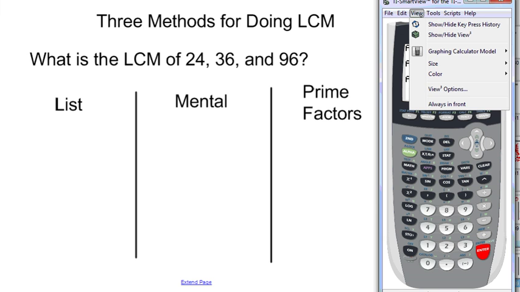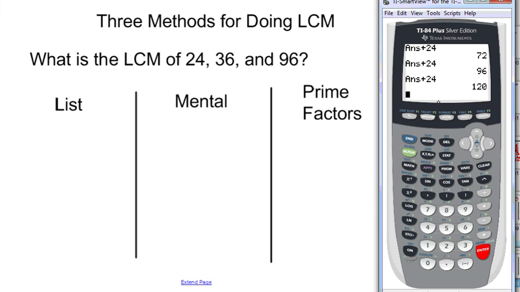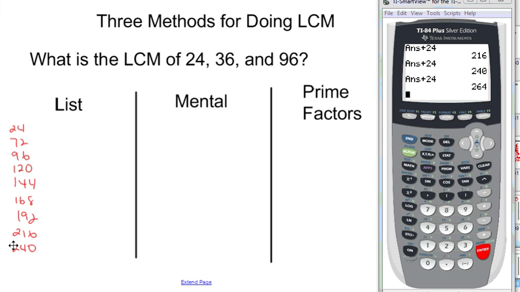I just want to put this so that my calculator is always in front. Okay, so what does that give me? 24, 72, 96, 120, a couple more, 144, 168, 192. Now, I don't really know when to stop because I haven't had a chance to look at my other numbers yet. 216, 240, 264. I hope you feel that this is a little inefficient. And 288, and I kind of run out of paper here a little bit. I could keep going. It's an infinite list.